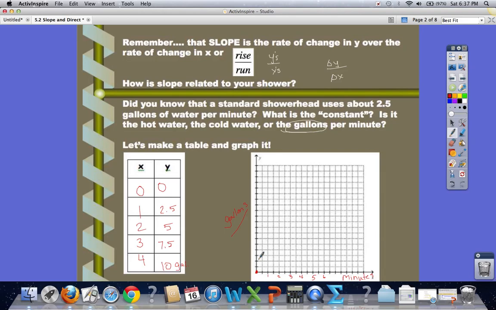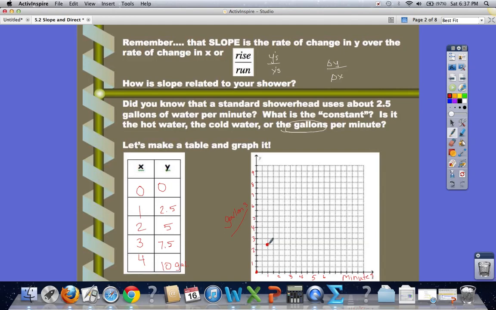At 1 minute, it is 2.5. So I'm going to make this 1, 2, 3, 4, 5, 6, 7. I'm going to run out of room probably. That's all right. So at 0, 0, we start, and then at 1 minute, we're going to be going 2.5. So that's right here. Here's 1, 2.5 is right there. Put a dot.